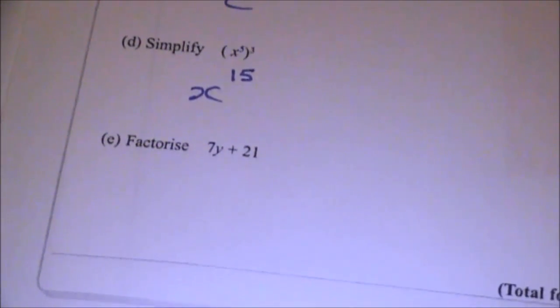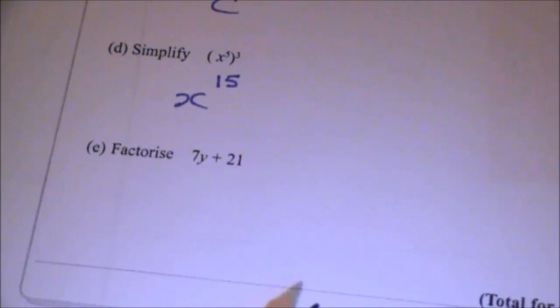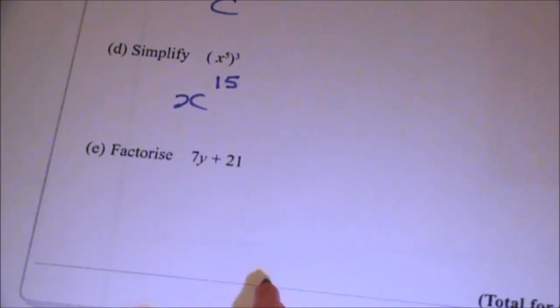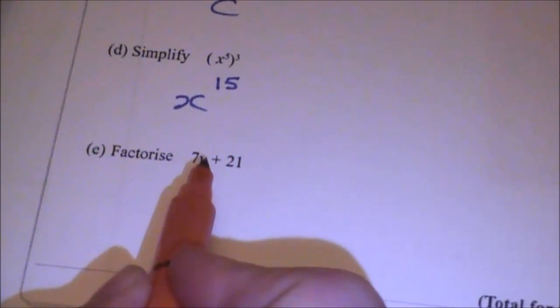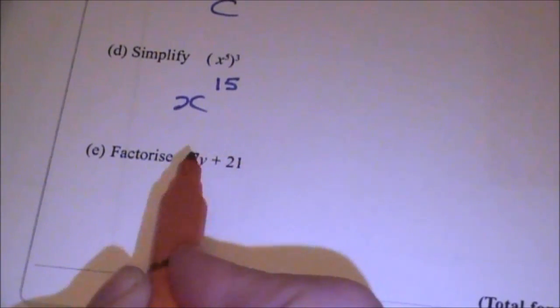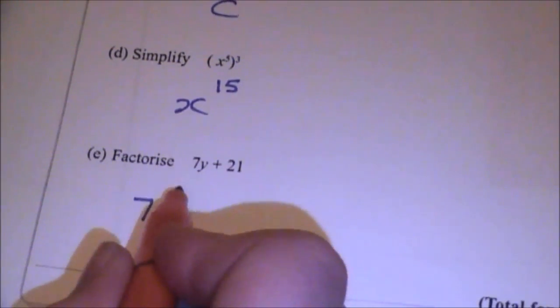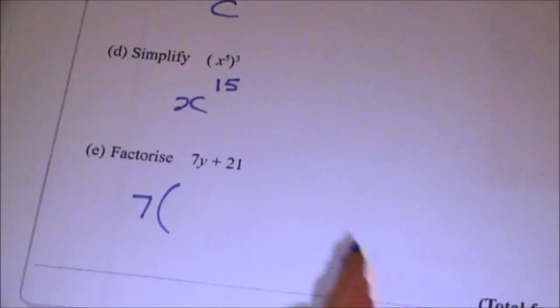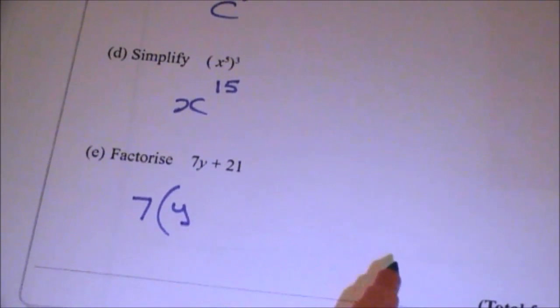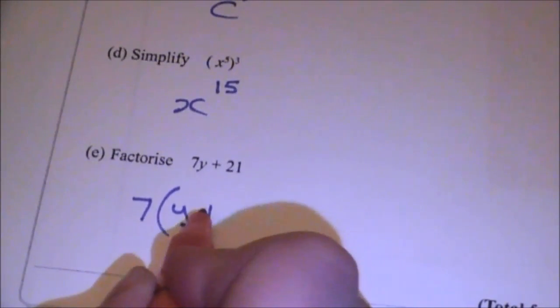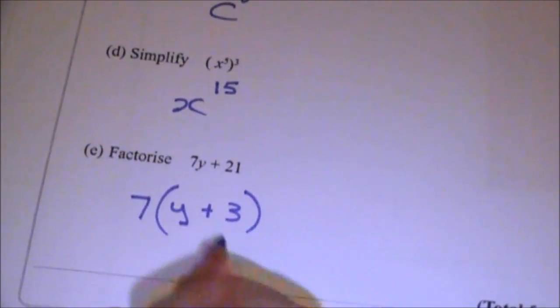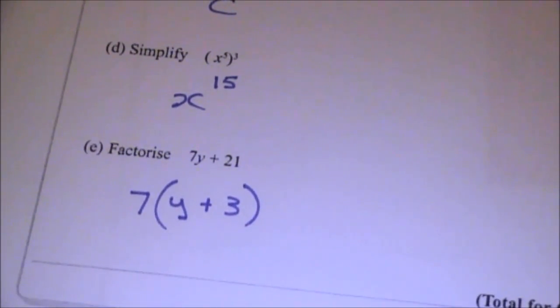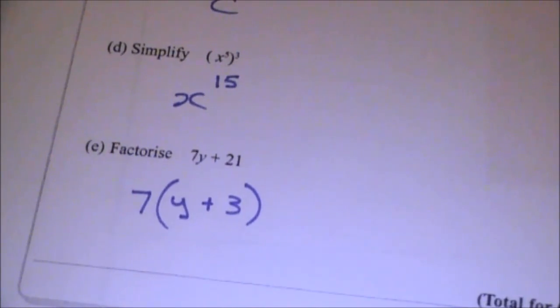For question E, they want us to factorise, so that means we remove the highest common factor from both terms. So there's a 7y plus 21. What number goes into both 7 and 21? Well, 7 does, so that goes on the outside. Now 7 times y is 7y, and 7 times 3 is positive 21. And that's a 1-mark question also.